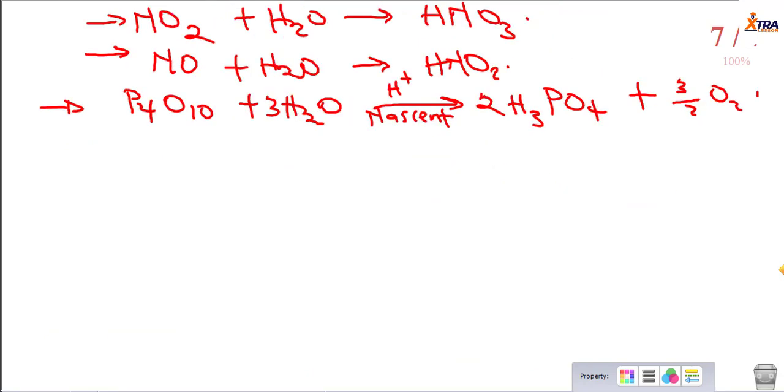Which other points do we have for group 5? What about the oxidation states? They have variable oxidation states. Why am I writing this in black? Let's leave it.